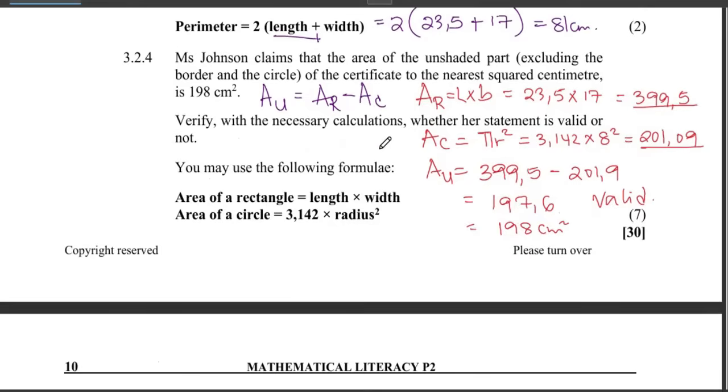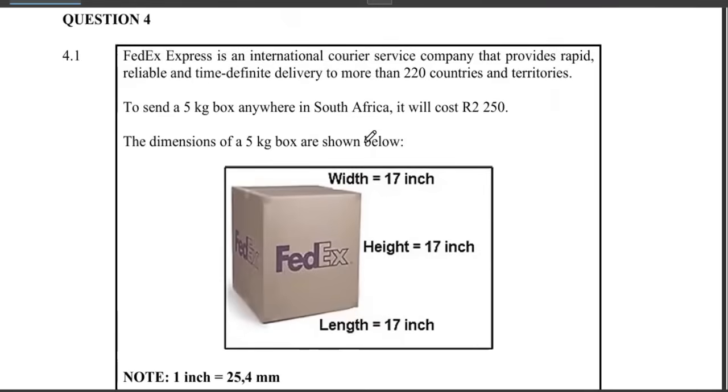All right, that marks the end of question number 3. Let's look at question number 4. It talks of FedEx Express, an international courier service company that provides rapid, reliable, and time-defined delivery to more than 220 countries and territories. To send a 5 kg box anywhere in South Africa, it will cost 2,250. The dimensions of the 5 kg box are shown below.